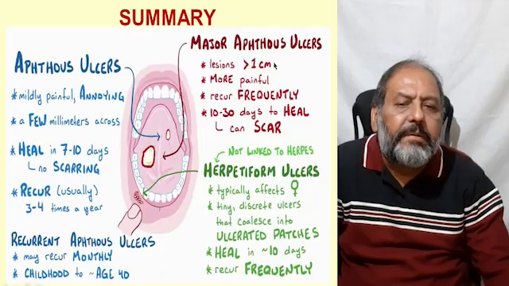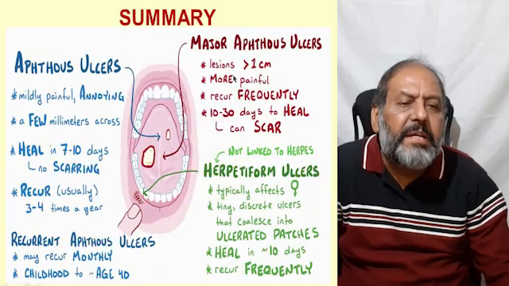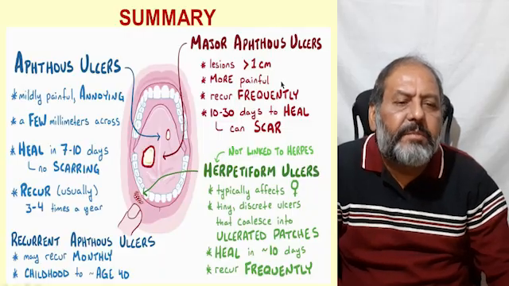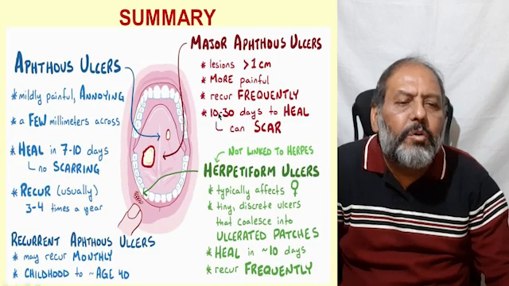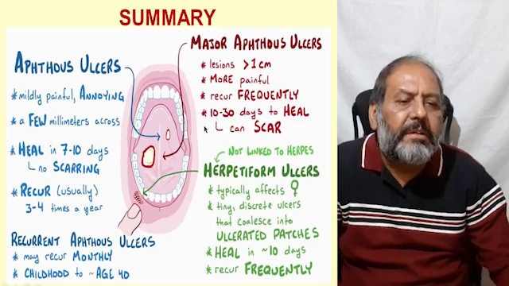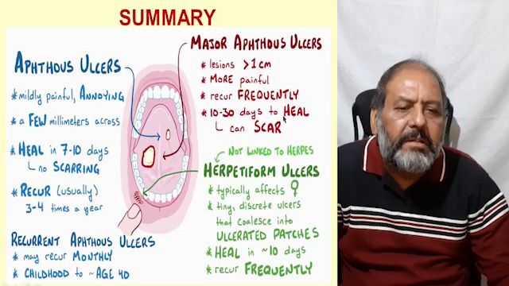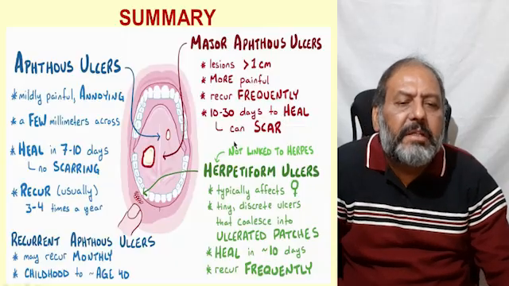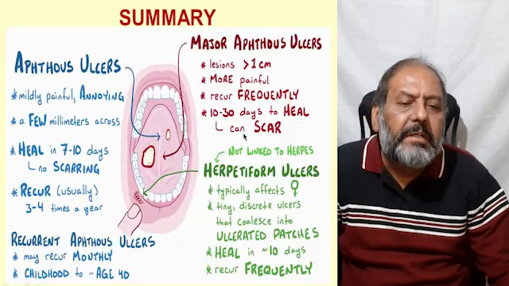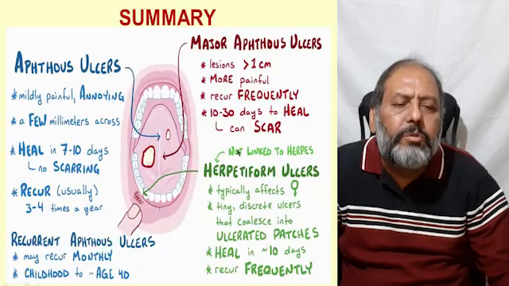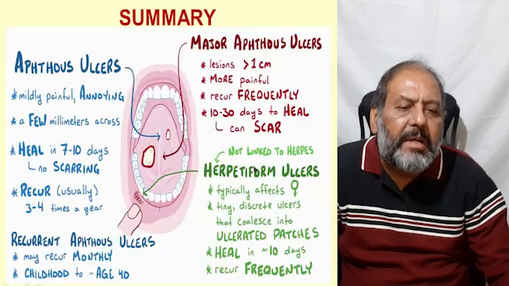Then the major aphthous ulcers, lesions are more than 1 centimeter, more painful, recur very frequently, take 10 to 30 days to heal, and they do leave a scar sometimes.